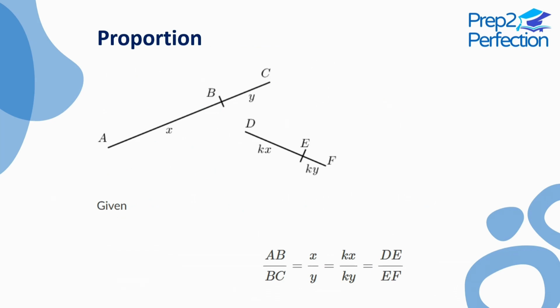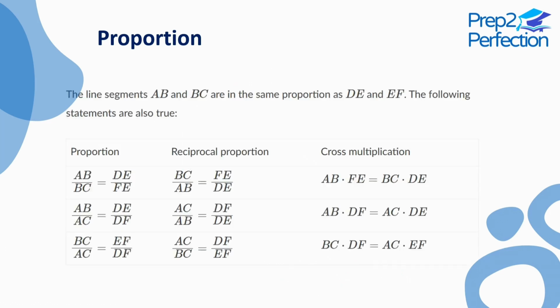Proportions. We can look at AB to BC, and this would give us x over y. And then we can look at DE, which is kx, and EF, which is ky, and this will give us kx over ky. And these two will be proportional to each other.